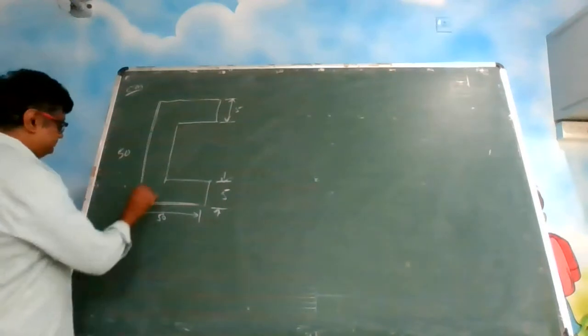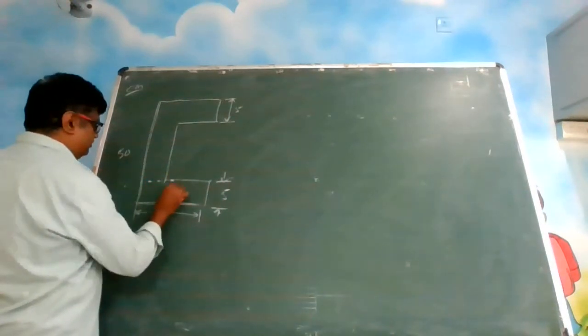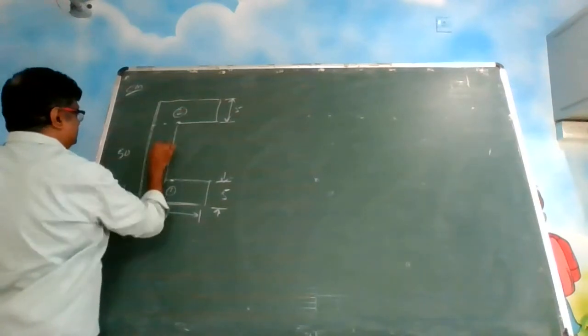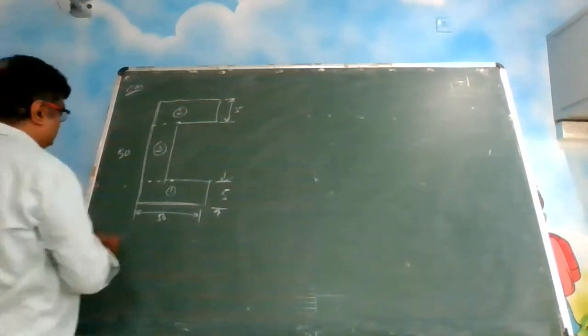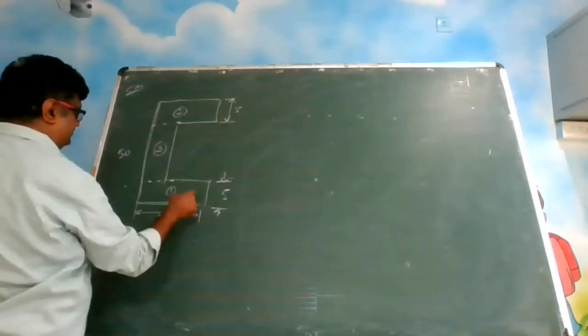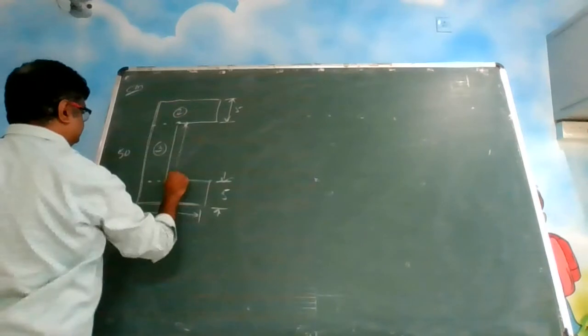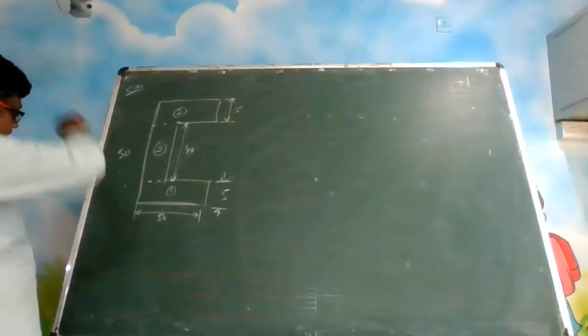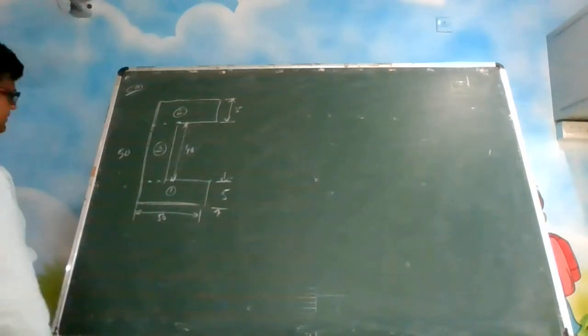So इधर क्या करेंगे? आप कैसे भी ले सकते हैं. You can call this as 1. You call this as 2. You call this as 3. All right. So dimensions लिख लो पहले. Total is 50. This is 5. This is 5. So what is this? 50 minus 10, 40. Okay. So rest all dimensions are known.